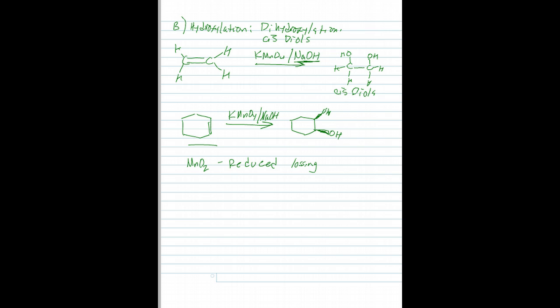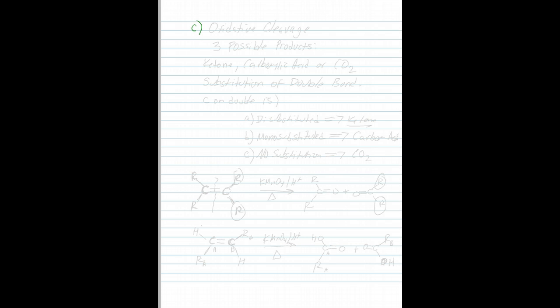So let's now talk about the third reaction. This is going to take a little bit more time. This is oxidative cleavage. And it's exactly how it sounds. You're going to cleave your double bond in this case. You're going to actually break the double bond in half. Now, there are three possible products. Your products can either be a ketone, a carboxylic acid, or CO2. These are the three possible products you can form.